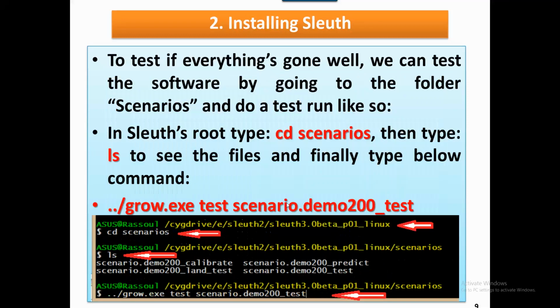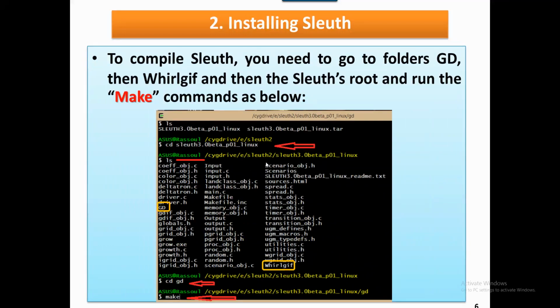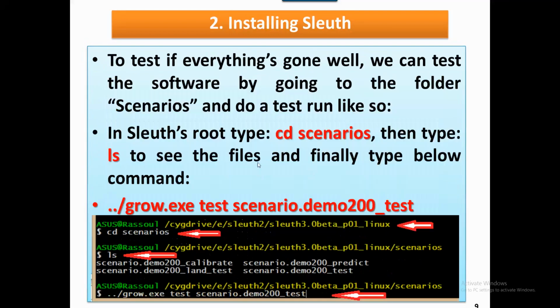To test if everything's gone well, we can test the software by going to the folder scenarios and do a test run like so. As you might remember, we had a folder called scenarios in the Sleuth root. So while in the root, we type cd, change directory, to scenarios, and this command gets us to the scenarios folder. Then we type ls to see a list of the files there.